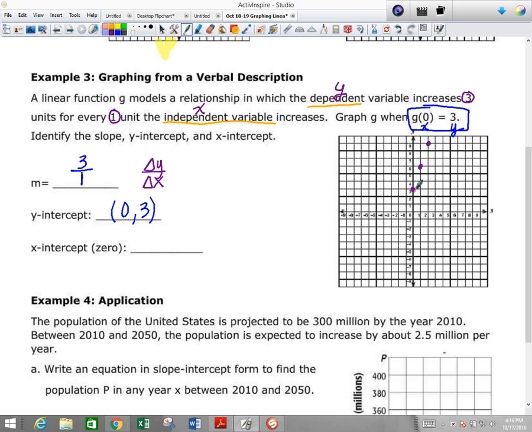Now I have to go down 3 from the y-intercept and go over 1, down 3, over 1, down 3, over to the left 1, down 3, over to the left 1. And you want to do that as far down as you can go. Then once you do that, once again, you can graph your line using your ruler.